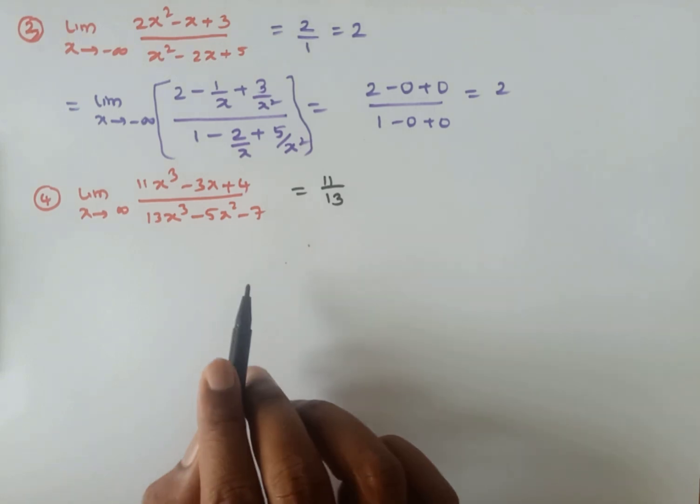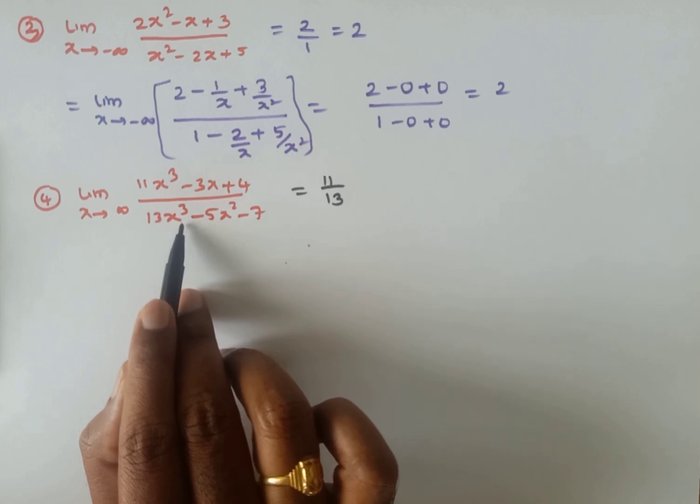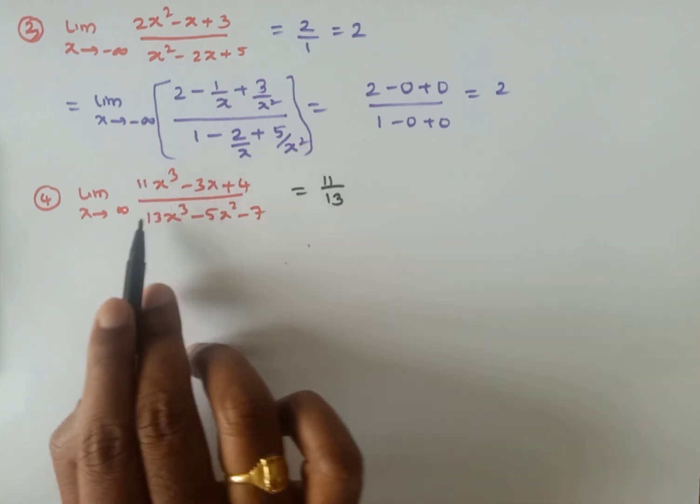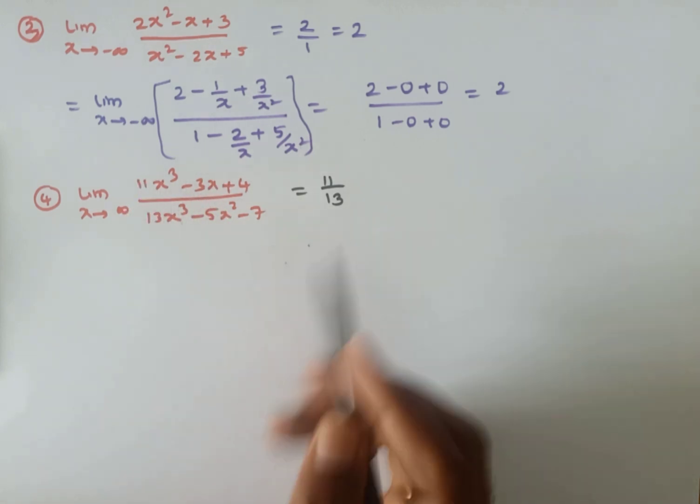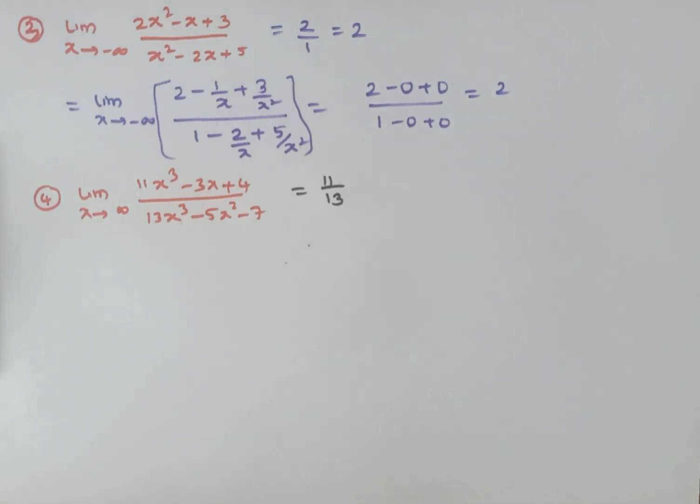And you know how to show the work. Like this, the highest power is x cube only, so divide the numerator and denominator by x cube, then apply the limit. So you will get 11/13 also.